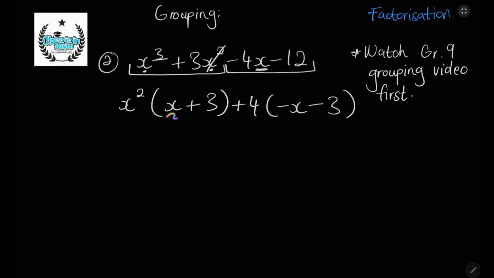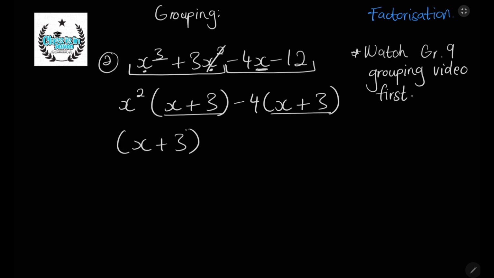So can you see that it'll be x plus 3 and minus x minus 3. You don't have a common bracket, so that means you made a mistake somewhere. Please make sure that you pay attention to the signs. That's why I took out a negative 4, so that we can have an x plus 3. We have x plus 3, we have a common bracket, so you write it in the first bracket. What's left? x squared minus 4.